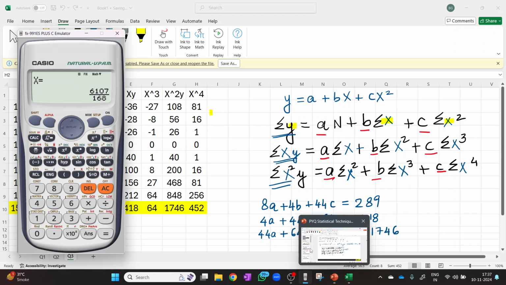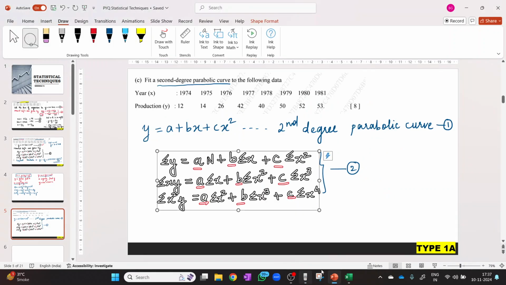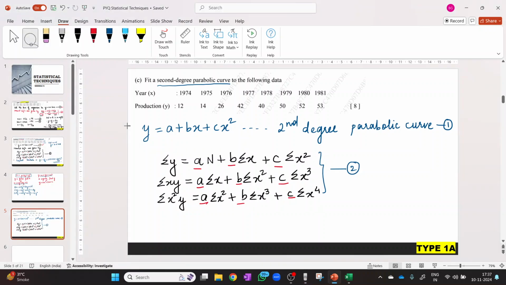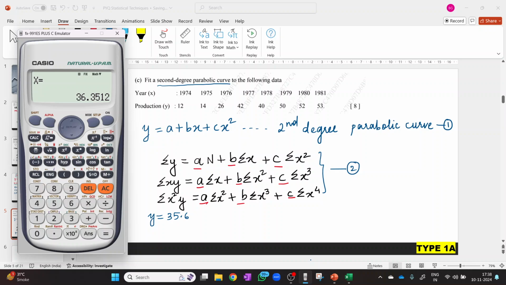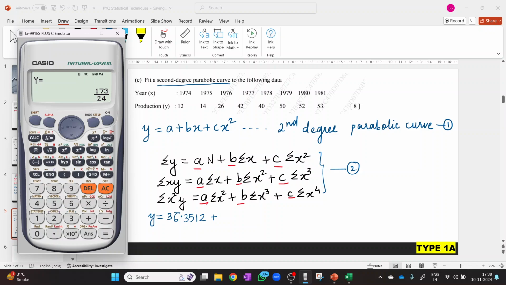The values may not be very easy. Write them on the PowerPoint itself. If we convert it to decimal, it's 36.3512. So my y turns out to be 36.3512 plus b times. So b is going to be, again in decimals, 7.2083.